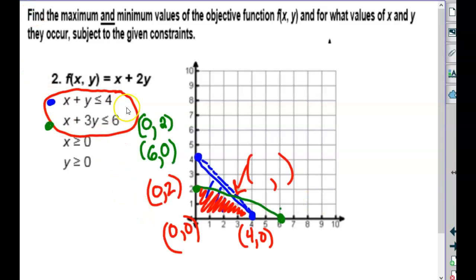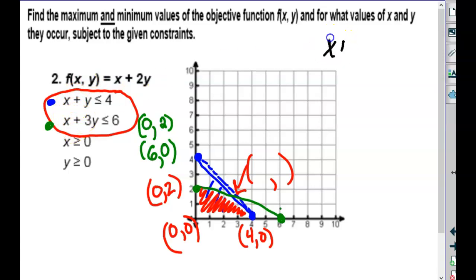All right, so I graphed the blue line, went through 0, 4, and 4, 0. Then I graphed the green line using the intercepts, and it had to be below both of those, so I got, again, this little four-sided area down here. 3 of the corner points were easy to find because they were X or Y intercepts, and then I have this 4th one. Can anybody tell me algebraically a quick way to solve this without bothering to type it in my calculator?